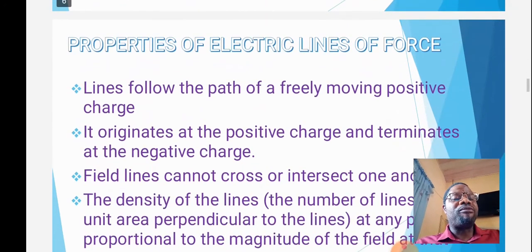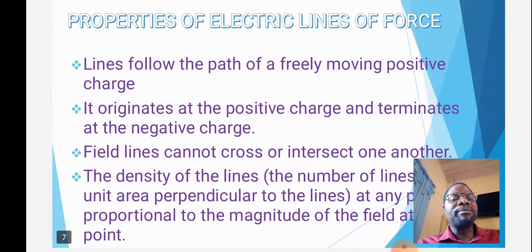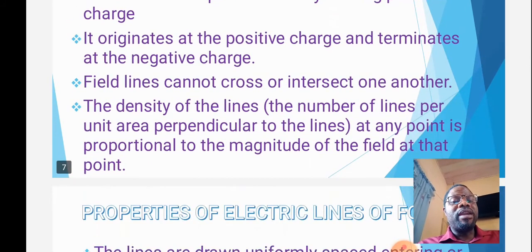Okay. Then properties of electric line of force. Number one, the line follows the path of a freely moving positive charge. Number two, it originates at the positive charge and terminates at the negative charge. Number three, the field lines cannot cross or intersect one another.